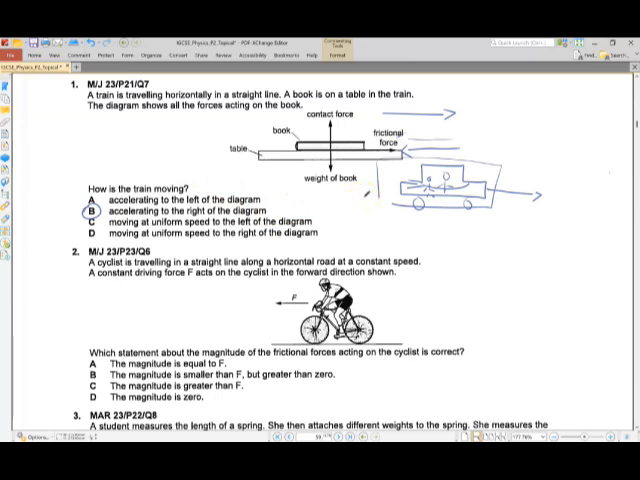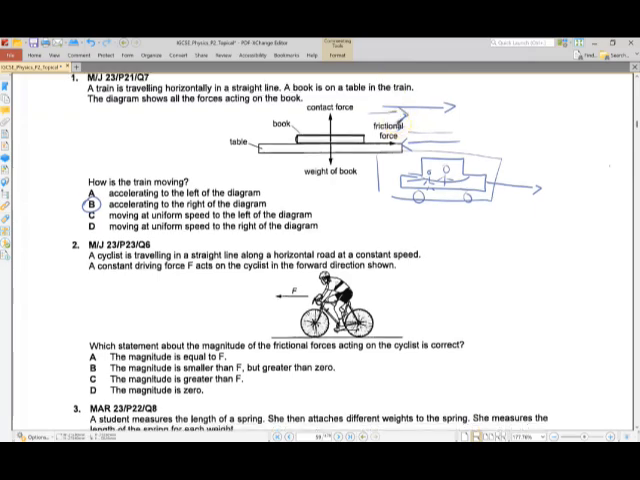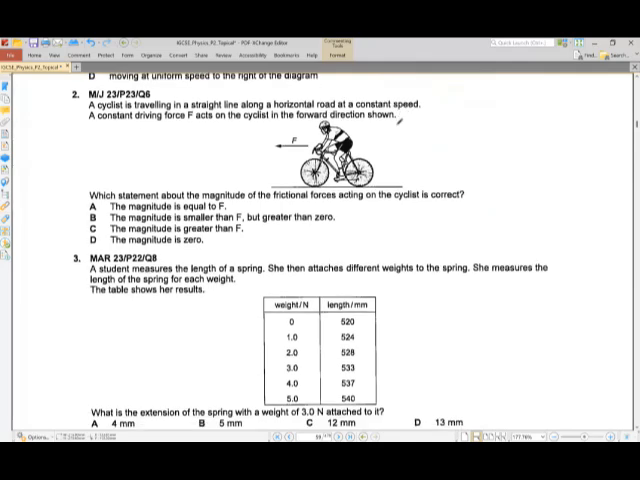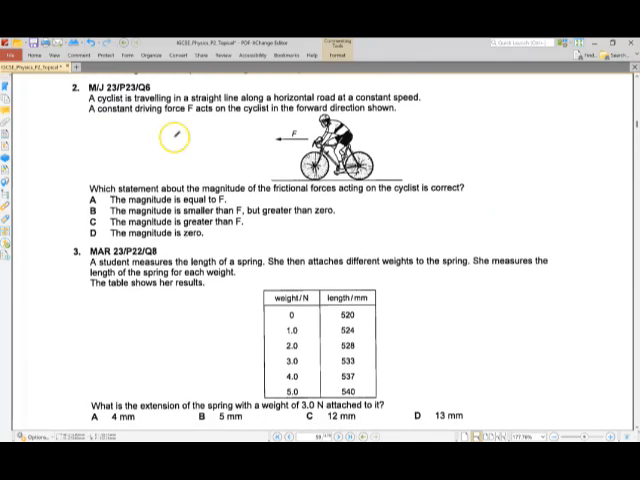I hope you've understood the concept that as the frictional force was in this direction, the motion of the book has to be in the backward direction, and the train has to be accelerating in this direction. At constant or uniform speed it won't be moving. So I hope you understood the question. Interesting question, it just came in the 2023 paper.